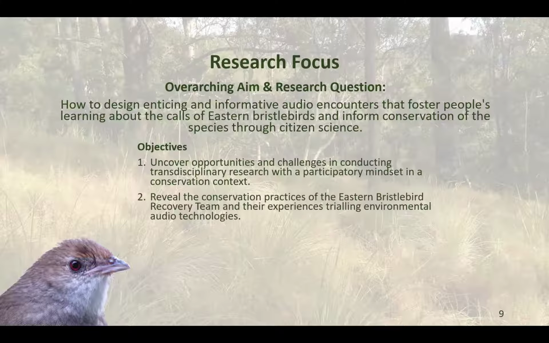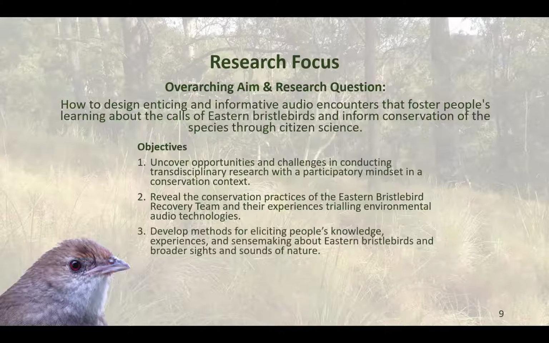And so my second objective was to reveal the conservation practices, remembering from a social lens rather than an ecological one, of the Eastern Bristlebird Recovery Team, that northern group, and their experiences with trialing audio technologies, because they had not yet trialed them before, but were very keen with the idea when I chatted with them about it. And then I needed to develop methods for eliciting people's knowledge, as I mentioned before. And I wanted to look at their knowledge, experience, and sense making about Eastern Bristlebirds and the broader sights and sounds of nature that I engaged them with.